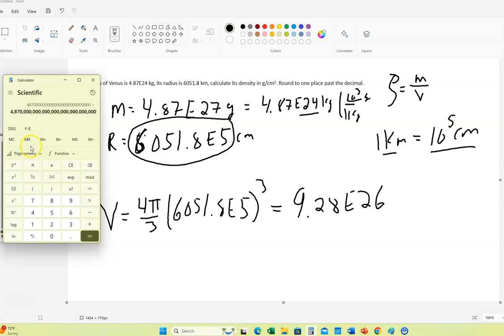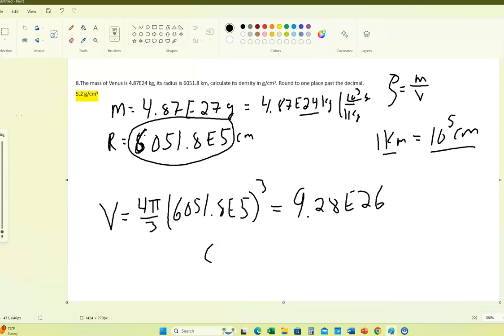So divided by the volume, which is right here, I just hit this memory recall. And then, that's that 9.28 times 10 to the 26th in scientific notation. But remember, what you want to do is you divide the numbers unrounded and then round at the very end. All right, so this is the density of Venus, and they tell us to round it to one place past the decimal. So it's going to be 5.2, and the digit after the 2 is a 4, so I don't round up.